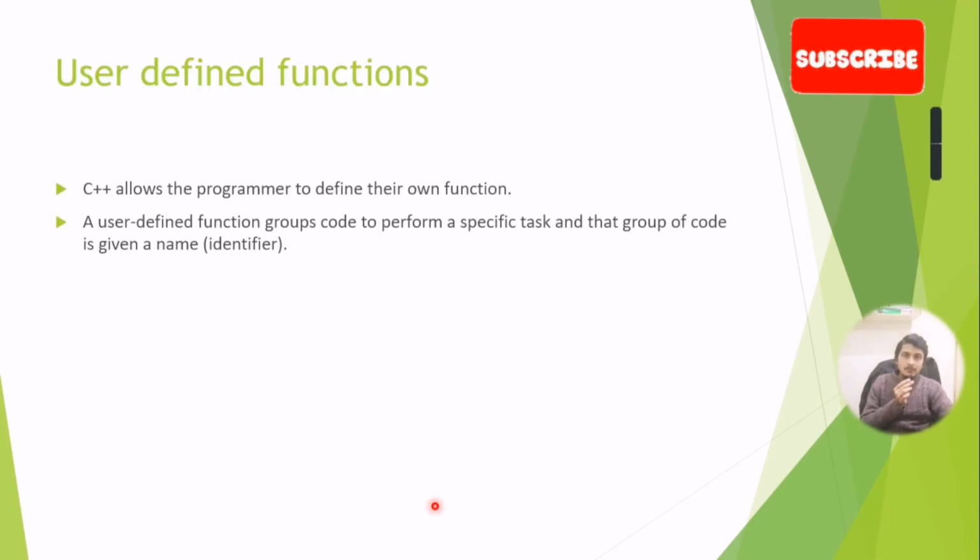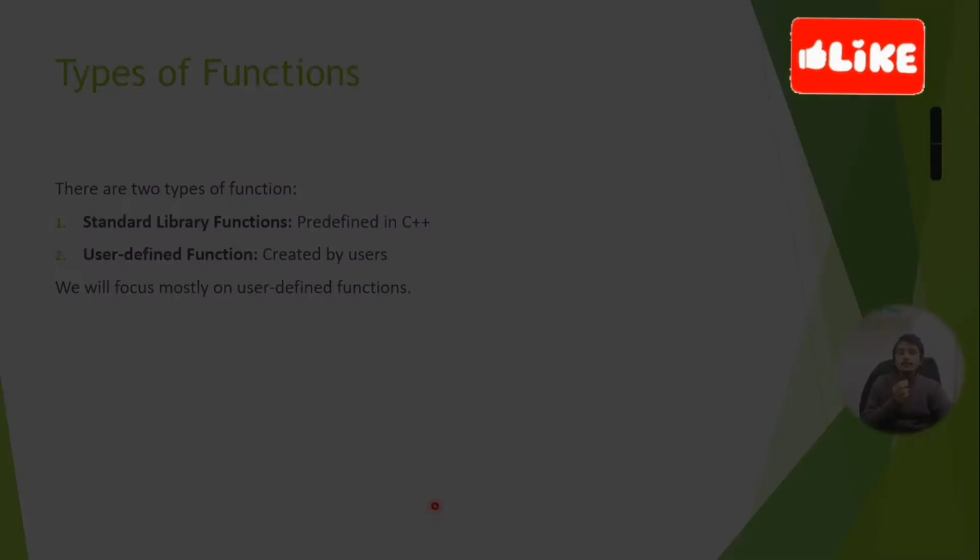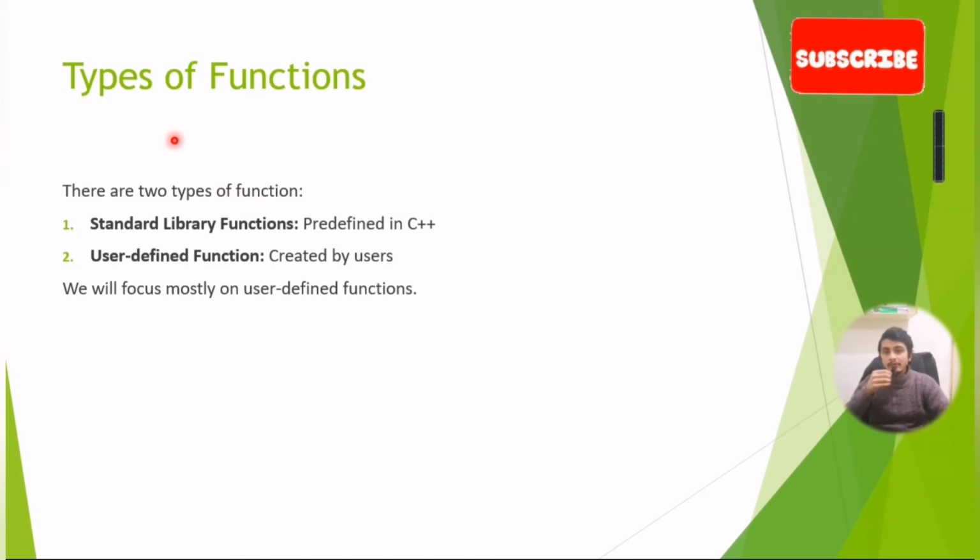Okay, so the next topic is types of functions. We have already studied functions in detail in our previous lecture. There are two types of functions: standard library functions, predefined in C++, and user-defined functions, created by users. So there are standard library functions, and there are certain types of functions which you can create by yourself.